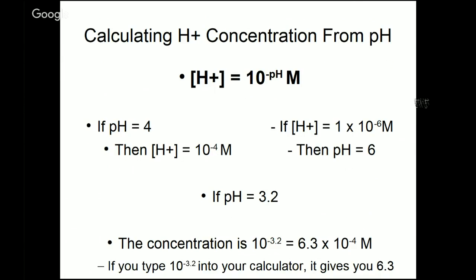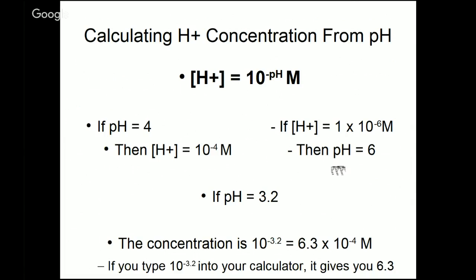All right. This slide is showing that same thing. Here's another example over here. Again, if your hydrogen concentration is 1 times 10 to the negative 6, and you are asked for the pH, pH is 6. Take that exponent, you ditch the negative sign, you got your pH. Okay. So another way to think of this is that the hydrogen concentration is equal to 10 to the negative pH. That pH is going to be your exponent.